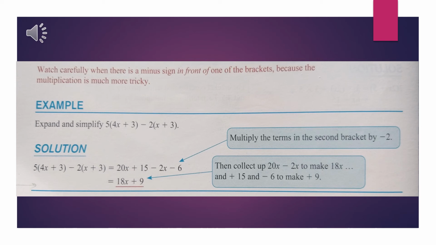That is, minus 2x minus 6. Finally, you collect the 20x and 2x comes to 18x. 15 minus 6 is 9.